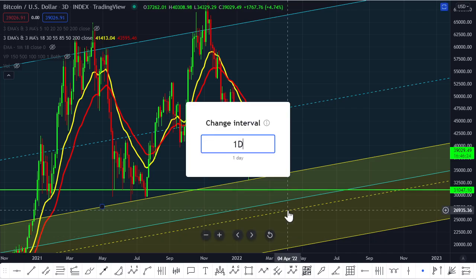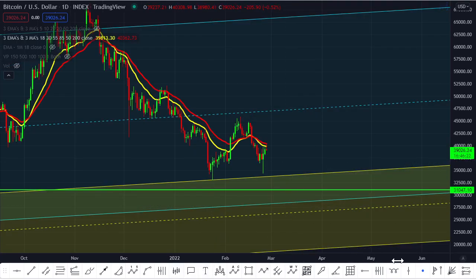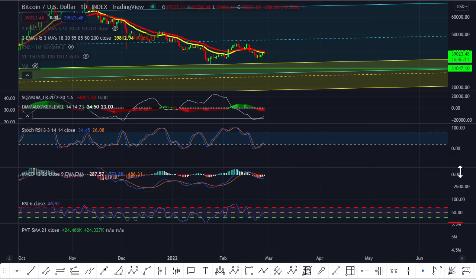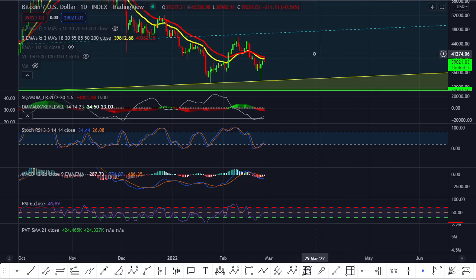Now let's go to the daily, because the daily is very interesting. The daily actually has flipped bullish. It has given us a stochastic RSI confirmation of a bullish upside right here, as you can see. And your MACD is slightly curving to the upside. RSI is slightly bearish, but generally speaking, the majority of the indicators are bullish, not bearish.